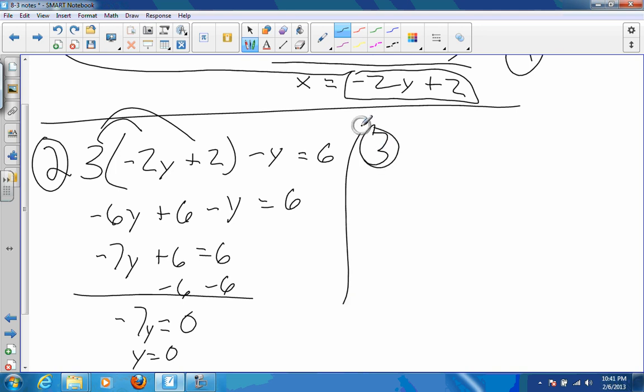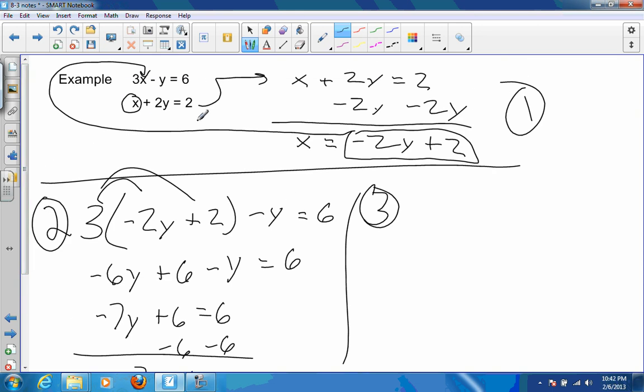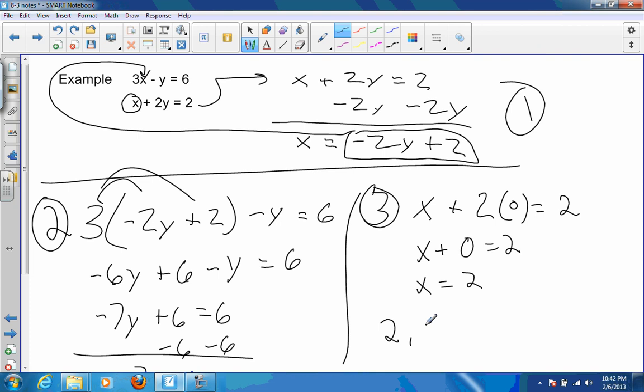Step 3 says now take your answer of y is equal to 0 and plug it back into any one of these equations. I can pick the top one or the bottom one. It doesn't make a difference. So I'm going to pick the bottom one. x plus 2, instead of y, I'm going to write 0, and finish writing the equation. Equals 2. x plus 2 times 0 is 0 equals 2, and this means x is equal to 2. So for our first one, we get a solution of (2, 0).